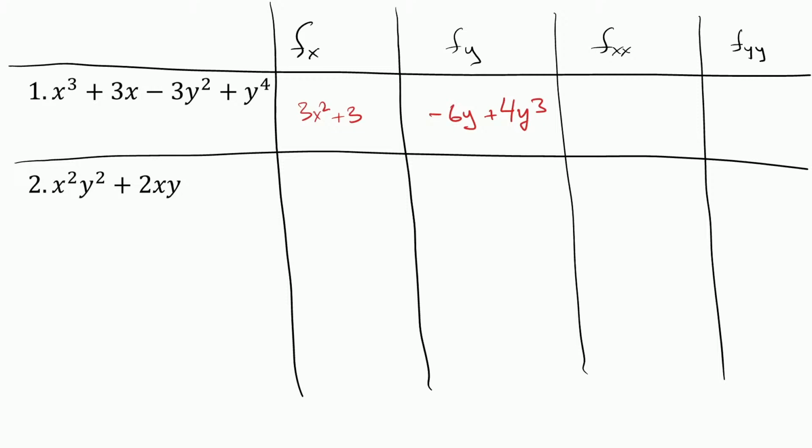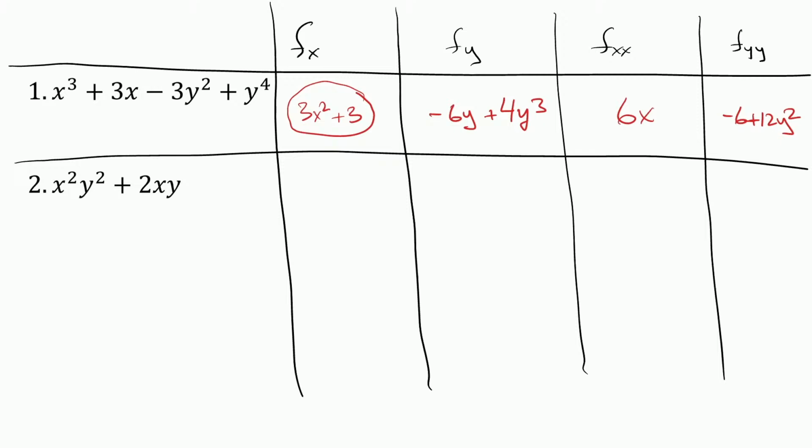Now let's do the second derivatives. Nolan, you know how to do the second derivative with respect to x, don't you? Briar was kind enough to give us the first derivative. 6x. Just 6x, very nice. And then, Andrew, what about the second derivative with respect to y? -6 plus 12y squared. Very nice. Good job. So far, so good.